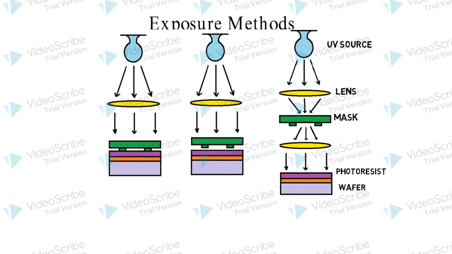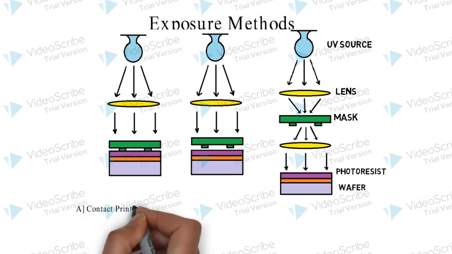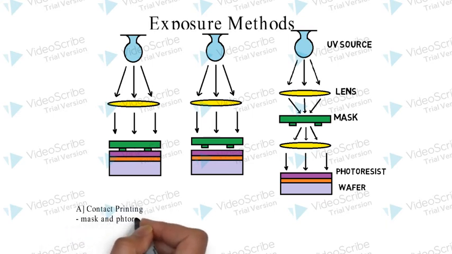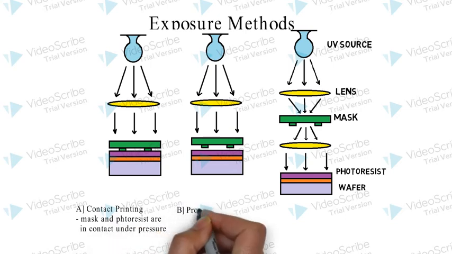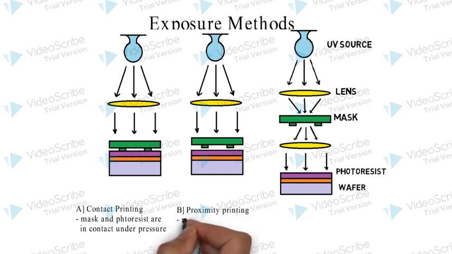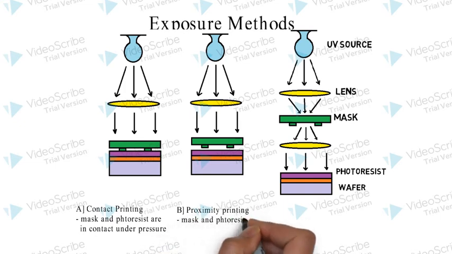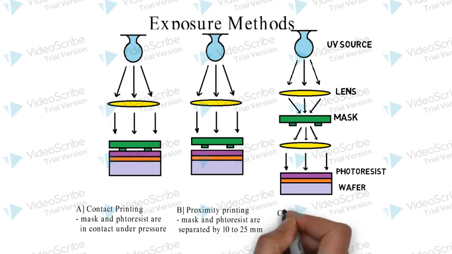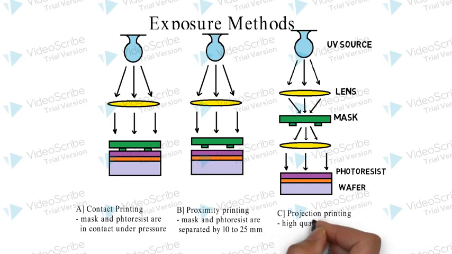So the first exposure method is contact printing, in which the mask and photoresist layer are in contact under pressure and then exposed to the UV radiation. The second is proximity printing, in which there is a gap of 10 to 25 mm between the mask and the photoresist. And the third and the last is projection printing, where a high quality lens system is used for projecting the image through the mask onto the photoresist coating.